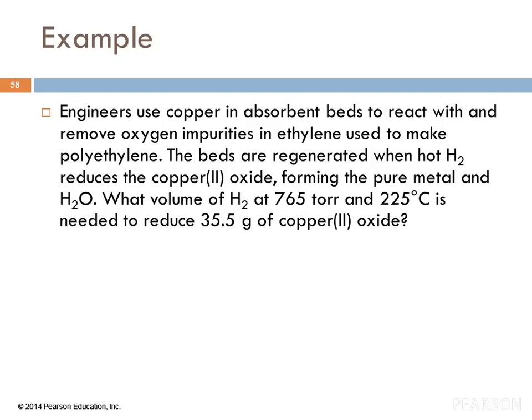Here's another one. Engineers use copper in absorbent beds to react with and remove oxygen impurities in ethylene used to make polyethylene. Background material. The beds are regenerated when hot hydrogen reduces the copper oxide, forming the pure metal and water. What volume of hydrogen at 765 torr and 225 degrees Celsius is needed to reduce 35.5 grams of copper oxide? Can we do that? Sure we can.